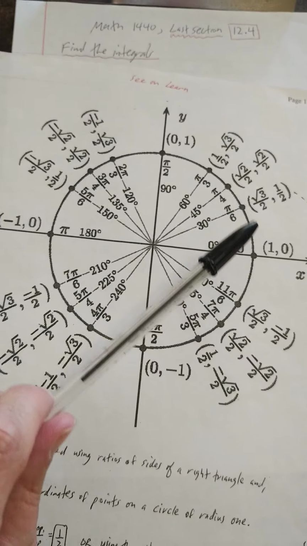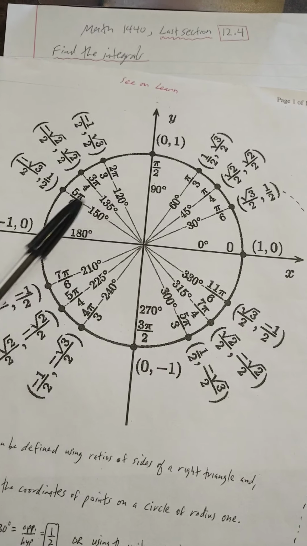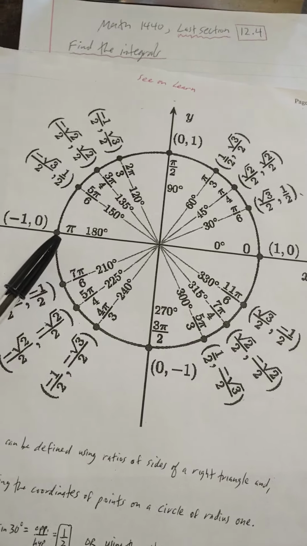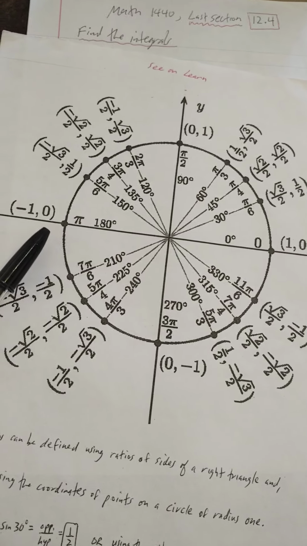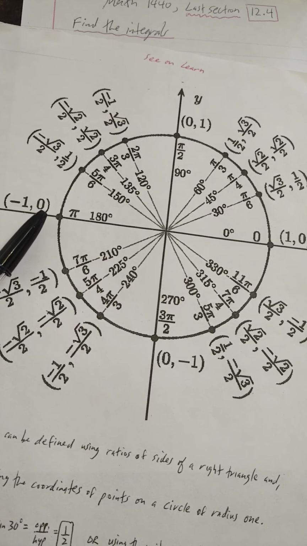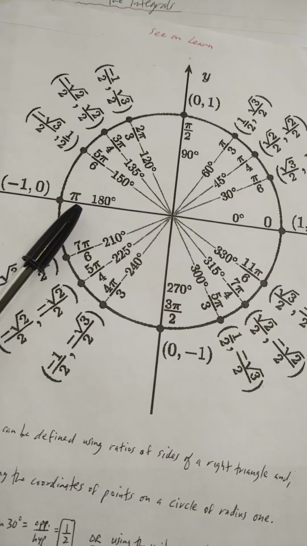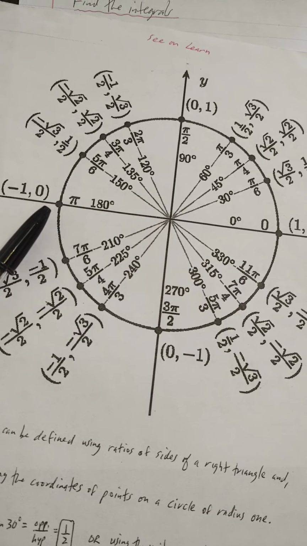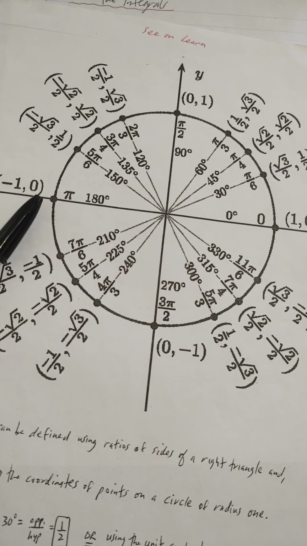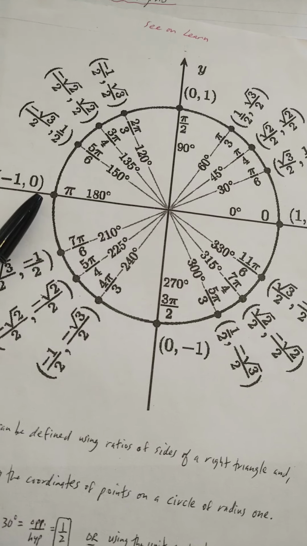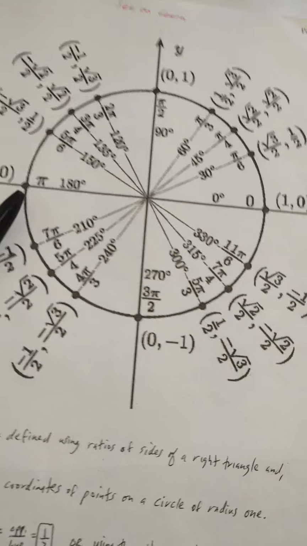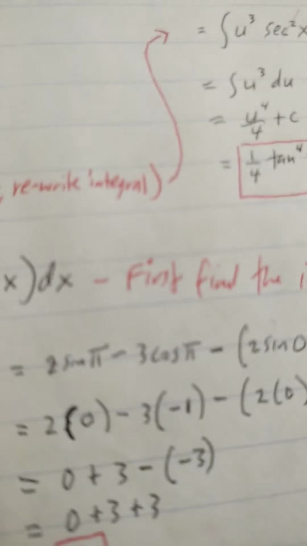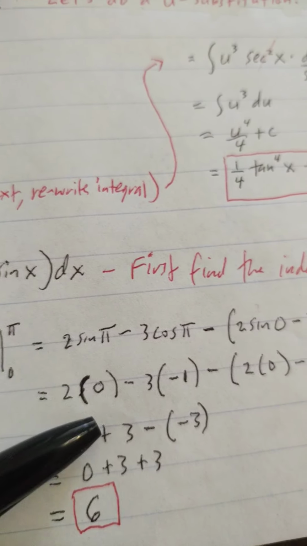This is 0 radians, pi over 2 radians, pi radians. So at pi radians, the terminal side of the angle intersects the circle at the ordered pair -1, 0. If I want to know the sine of pi, remember the sine of an angle is equal to the y-coordinate of that point for the unit circle. So that's why the sine of pi is equal to 0, which we have right over here. The sine of pi is 0.